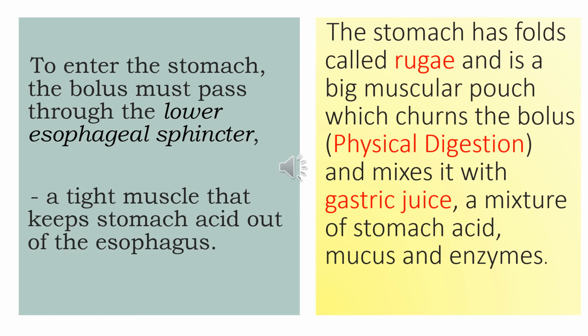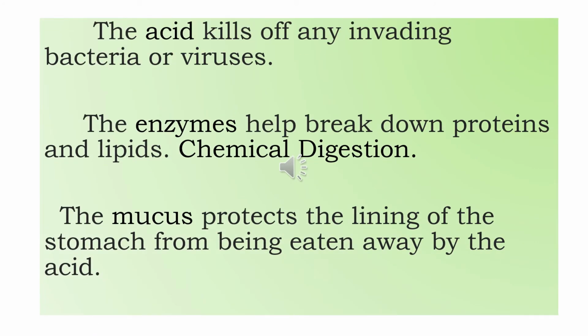The stomach has folds called rugae. It is a big muscular pouch which churns the bolus and mixes it with gastric juice, a mixture of stomach acid, mucus, and enzymes. Then the acid kills off any invading bacteria or viruses. The enzymes help break down proteins and lipids. It is called chemical digestion. The mucus protects the lining of the stomach from being eaten away by the acid.